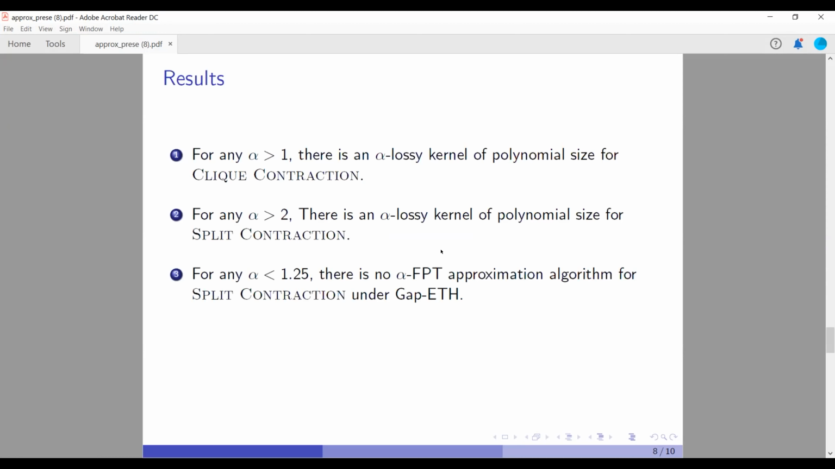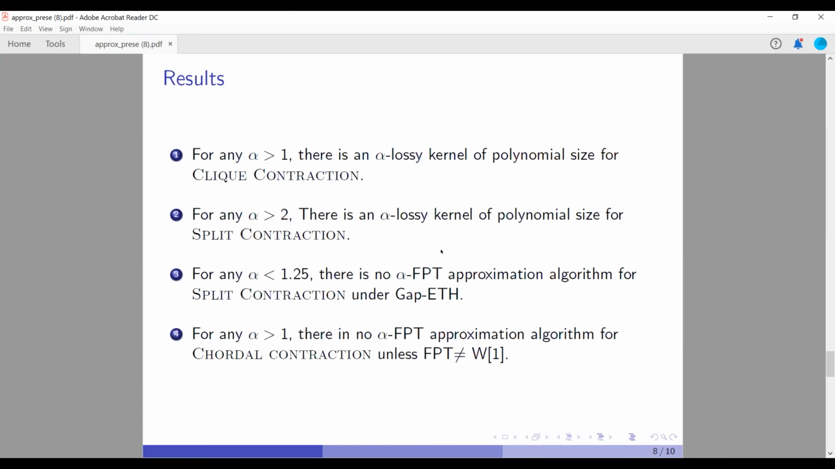This was done by reducing from a problem that we already know. And so this rules out the option of it having an alpha lossy kernel for alpha less than 1.25. And for chordal graphs, chordal contraction, we proved that it cannot have an FPT approximation algorithm for any alpha greater than 1. So these were the problems that we studied, and these were the results that we obtained.